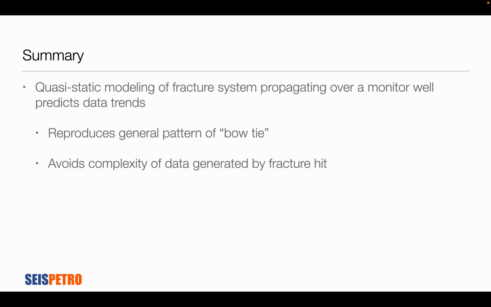So to summarize, our quasi-static model helps to reproduce the general observations. As noted in previous tutorials, this is still a relatively simple model, but it can capture the broad trends that we see in the data. In particular, we can reproduce and explain the bow tie signal observed when there is no fracture hit and the fracture system passes over or possibly under the monitor well. In these cases, we avoid the complexity in the data of the huge strain values which are measured during a fracture intersection or hit with a well equipped with a fiber optic cable.